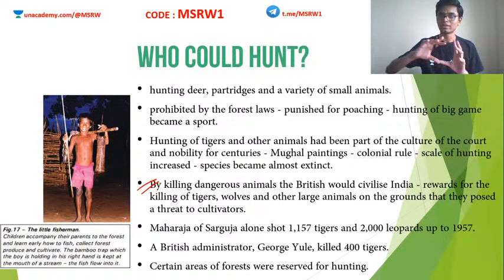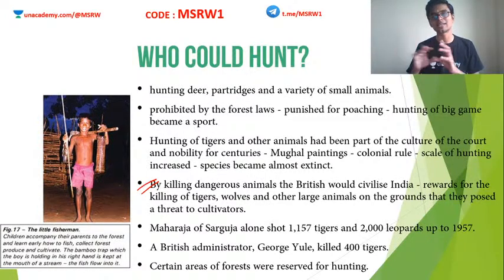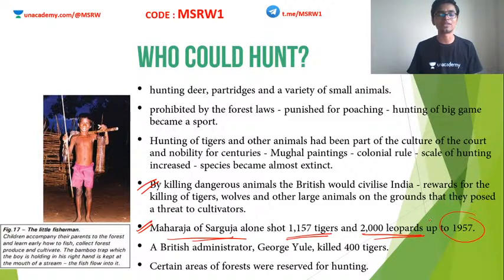Clear? Right now hunting of wild animals is really restricted in India, and you cannot hunt certain animals like tigers. But this mindset came very, very late. This came only in the 1990s. Until then, hunting of wild animals was actually a sport, and the British promoted this sport. For example, the Maharaja of Sarguja alone shot 1,157 tigers, 2,000 leopards, etc. up to 1957. One person killed this many wild cats during this time, thanks to the British.